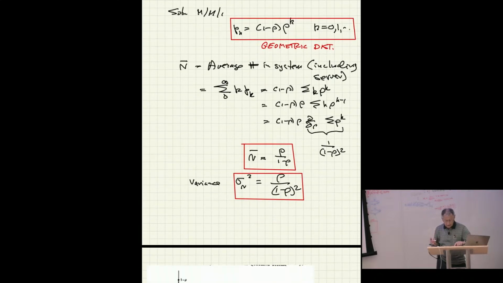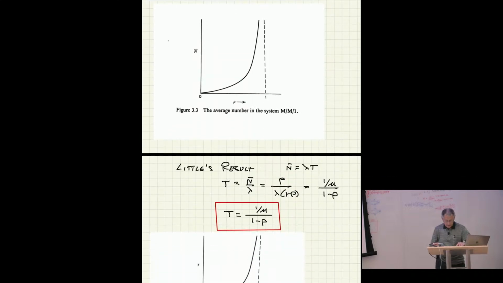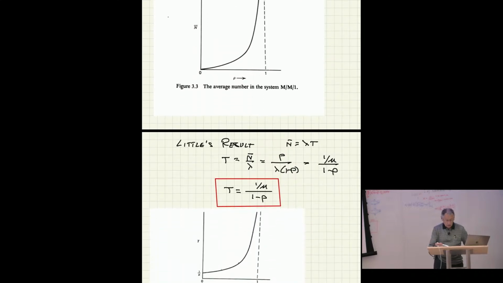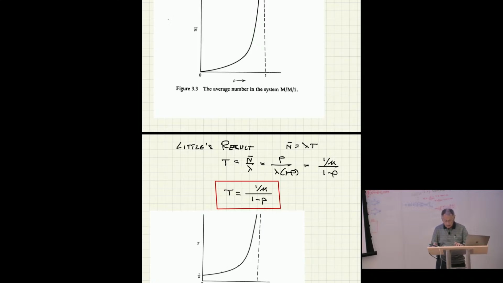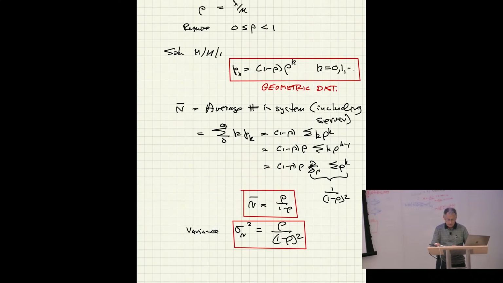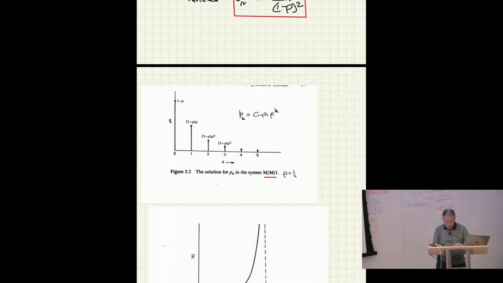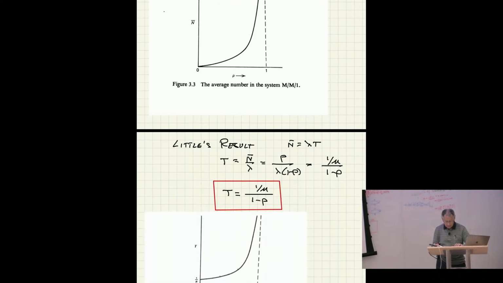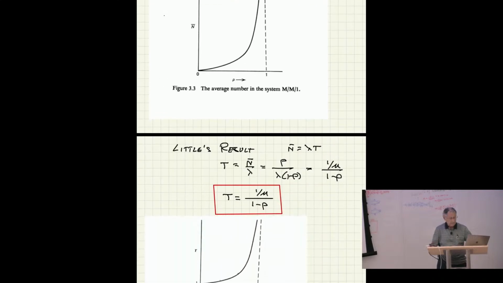But these pictures, in fact, these two pictures, blowing up at 1 and behaving roughly like this, is true for many other queuing systems. So that's why knowing these 3 equations, namely the distribution will change. This won't hold for other queuing systems. But the average number in system and the average time in system typically behave this way.